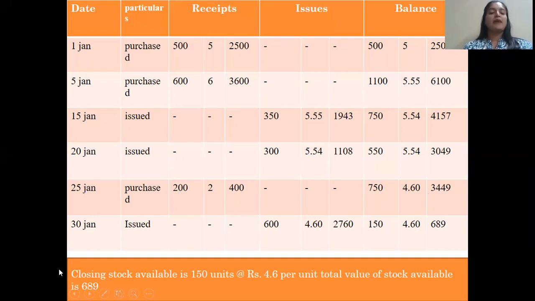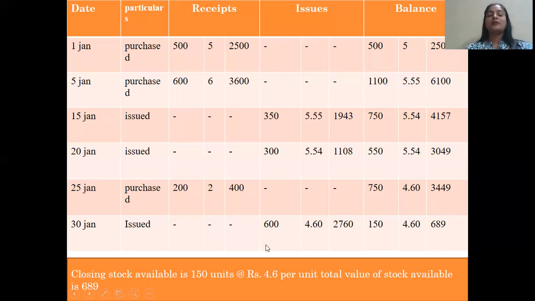Next, this is the balance. On 30th, you have issued. How many units have we issued? 600 units we have issued. Now, what is the cost per unit? Already we have calculated 4.60. So 600 into 4.60, you are getting 2760. Now, after that, you need to go for the balancing. 750 minus 600, 150, and 3449 minus 2760, you are going to get 689.